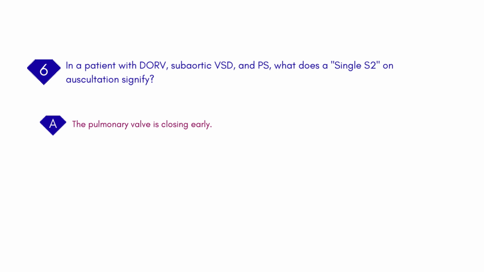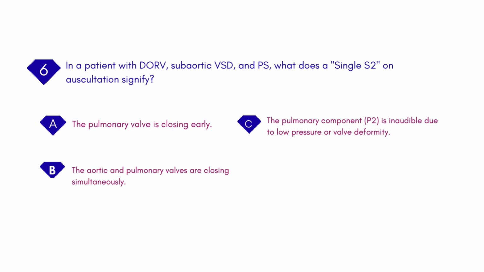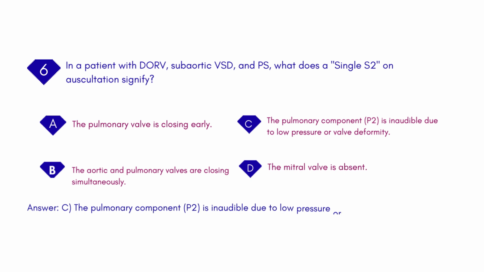In a patient with DORV, subaortic VSD, and PS, what does a single S2 on auscultation signify? A. The pulmonary valve is closing early. B. The aortic and pulmonary valves are closing simultaneously. C. The pulmonary component, P2, is inaudible due to low pressure or valve deformity. D. The mitral valve is absent. Answer: C. The pulmonary component, P2, is inaudible due to low pressure or valve deformity.